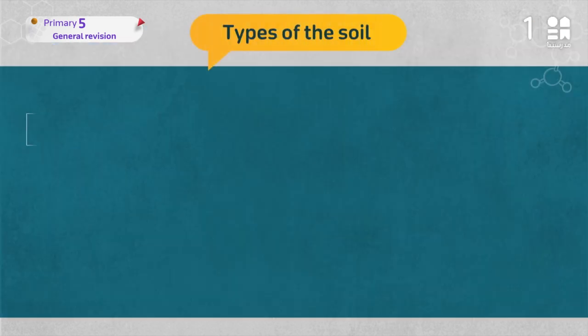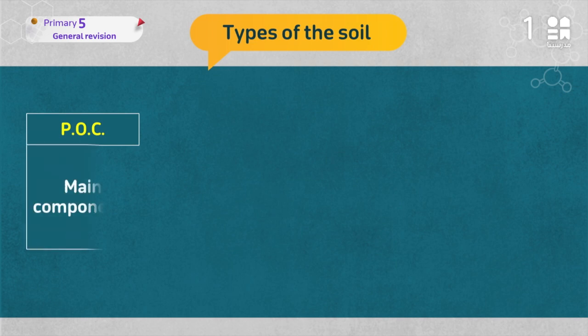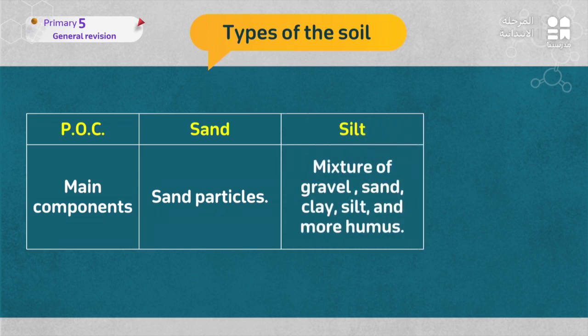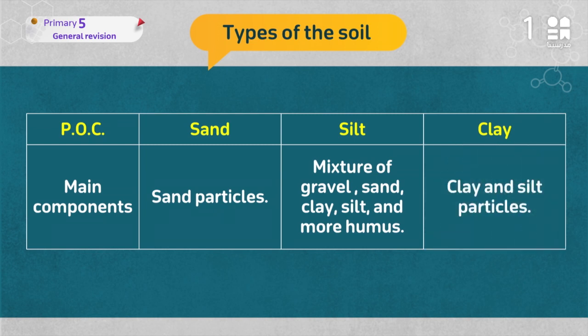طب تعالوا دلوقتي نعرف the types of soil, the main components of each one of them. في الساند في main components sand particles. في السيلت mixture of gravel, sand, clay, silt and more humus لأن هي equal amount. لكن أكتر حاجة موجودة في الكلاي هي الكلاي والسيلت. the clay and silt particles.